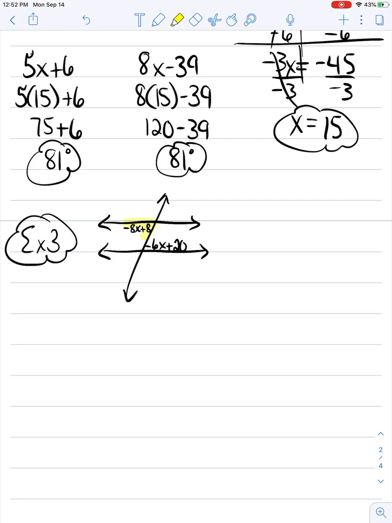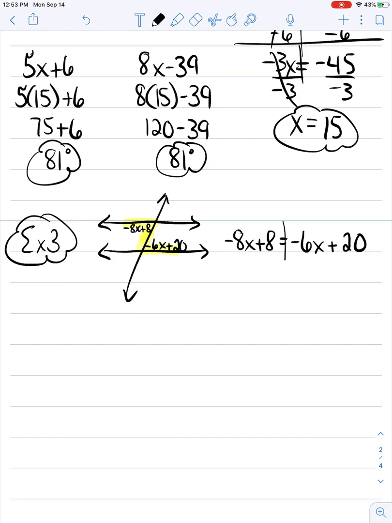So first, here are my two angles. Is that one of the angles that I recognize? Yes, it is. Those are alternate interior angles, so they're equal to each other. So for step 2, my equation will be negative 8x plus 8 equals negative 6x plus 20.